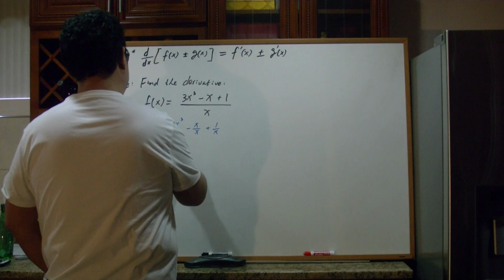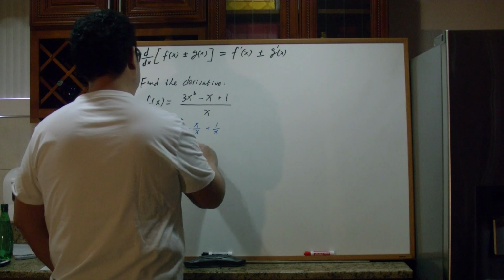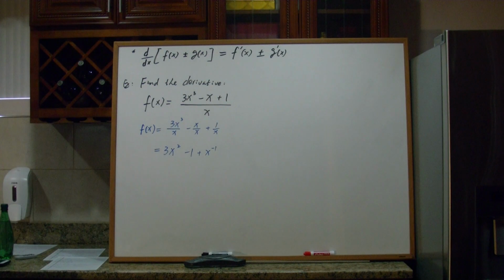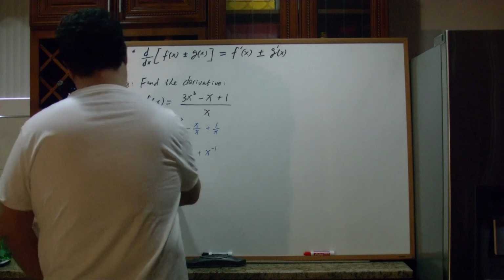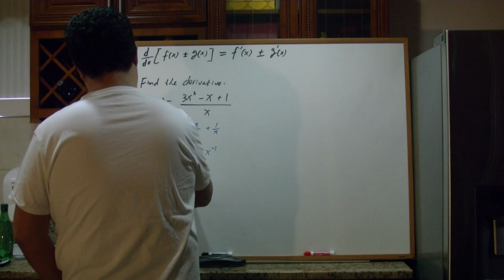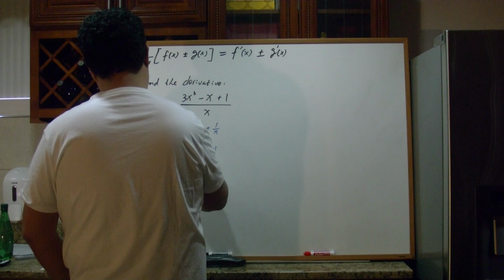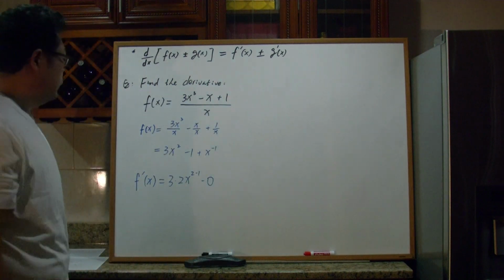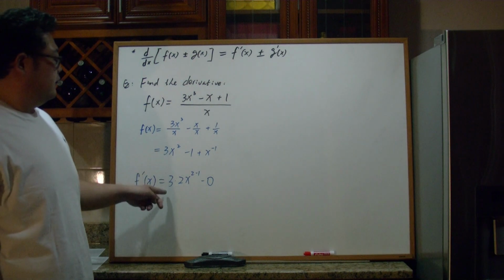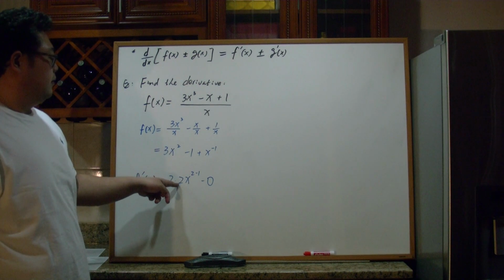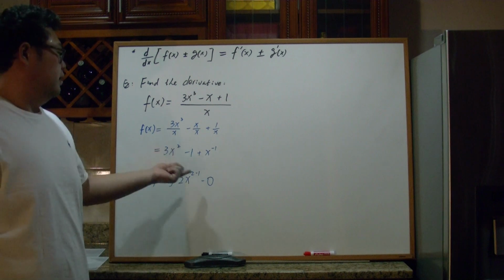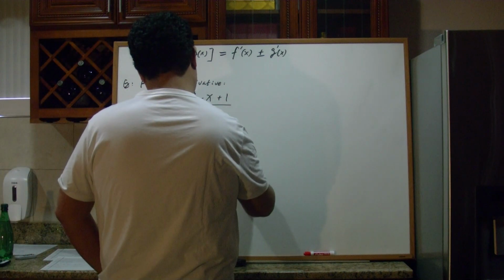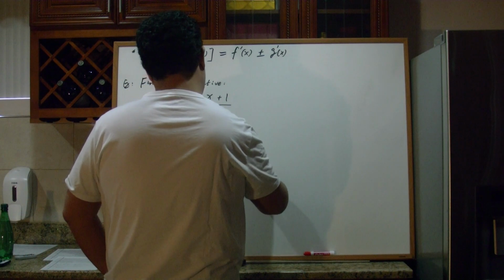So when we divide it, we get 3x squared minus 1 plus x to the negative 1. All the terms become powers. Then we find the derivative. f prime of x will be simple enough: 3 times 2x to the 2 minus 1, minus 0. The first coefficient is 3. x to the second will become 2 times x to the 2 minus 1. And the minus 1 is a constant. Plus negative 1 times x to the negative 1 minus 1.